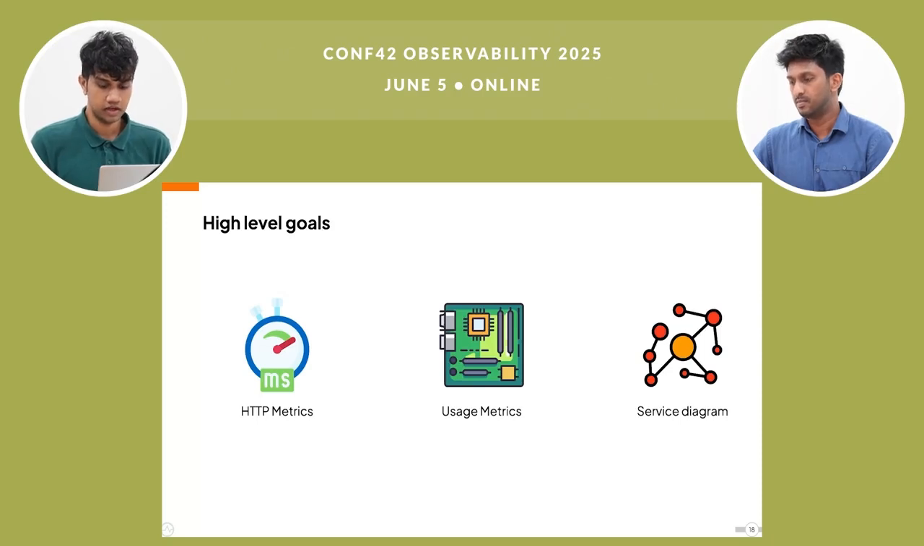For metrics, we had 3 high-level goals to provide to our users. One is HTTP metrics, a clear insight into request rates, error rates, and latencies on their services. The second is usage metrics. We wanted to show our customers how much resources were allocated to them, and how much of their allocated CPU and memory is used. And another very exciting goal we had was to provide a service diagram. This is an automatically generated visualization of their services and how they interact with each other, without any user intervention.